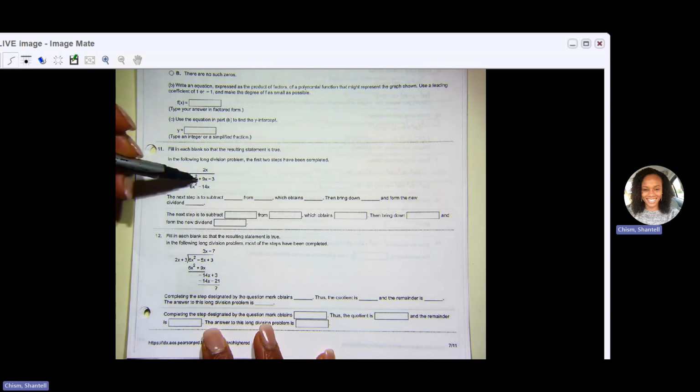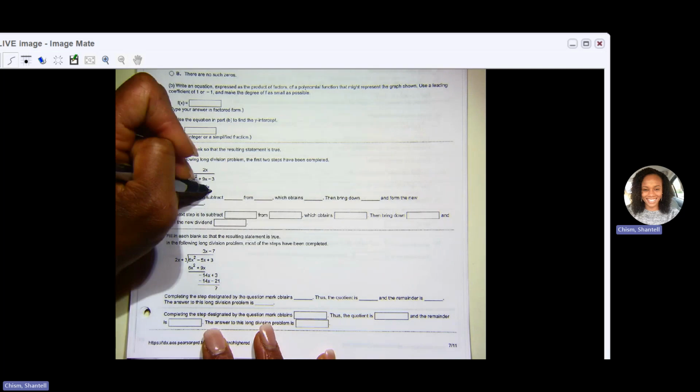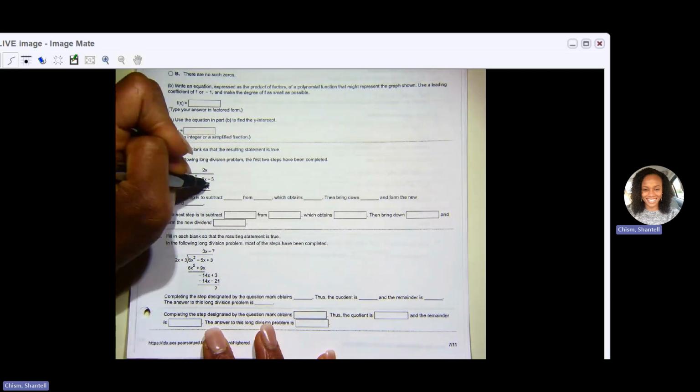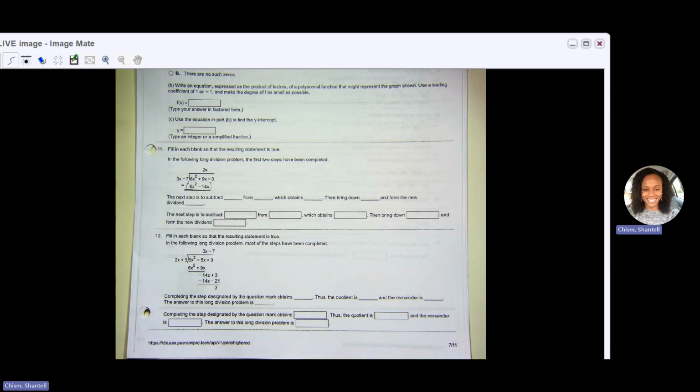And then the second step is to multiply that answer from step 1 by the entire divisor, which would give us back the 6x squared minus 14x, okay? And then the third step would be to subtract that product. When we multiply that 2x times that whole divisor, we would subtract that product from the corresponding like terms of the dividend. So it says the next step is to subtract. What we would do is right here, subtract that polynomial.